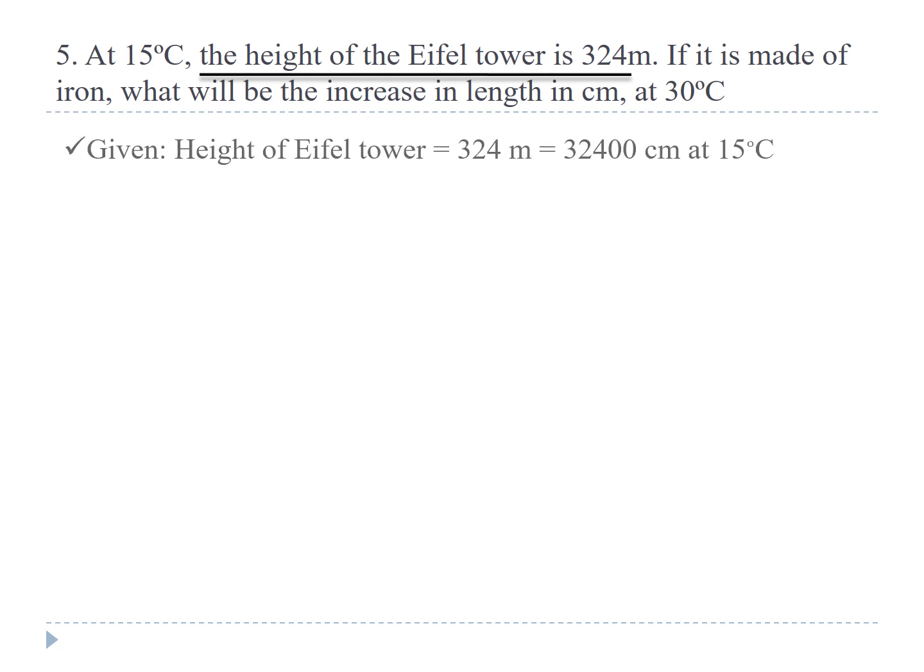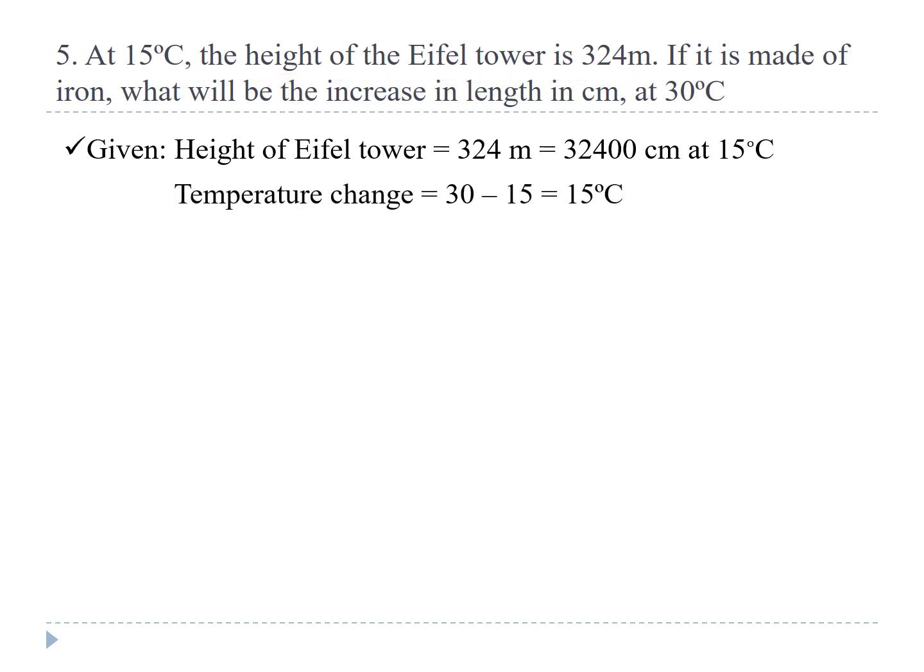So first thing that is given is the height of the Eiffel Tower, 324 meter. So we will write, given height of the Eiffel Tower is 324 meter. Now here it is meter again. I told you 1 meter is 100 centimeter. So 324 meter will be 324 into 100, that is 32,400 centimeter. Now this is at a specific temperature, that is 15 degree Celsius.